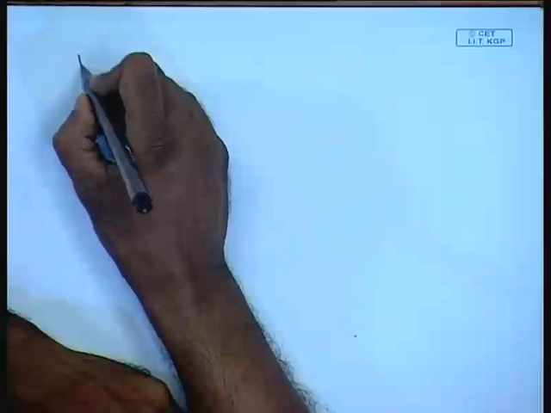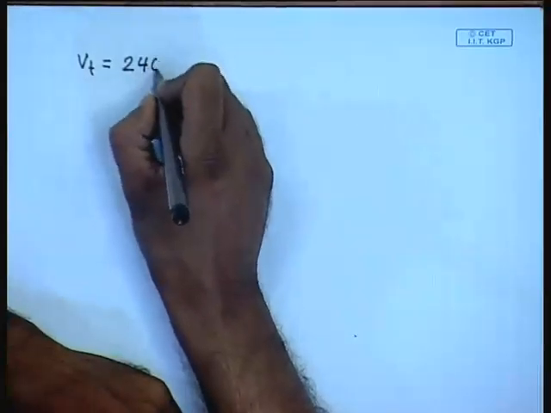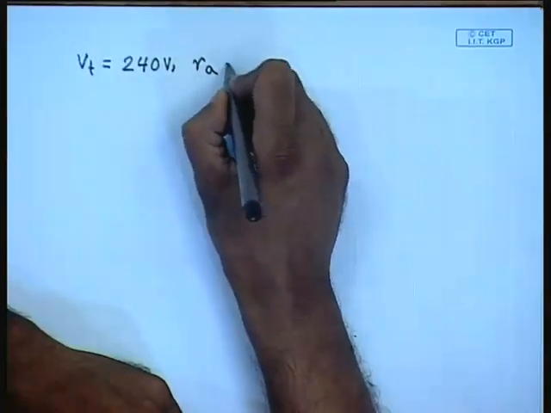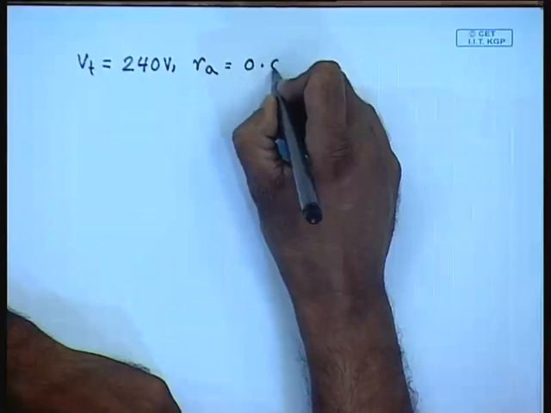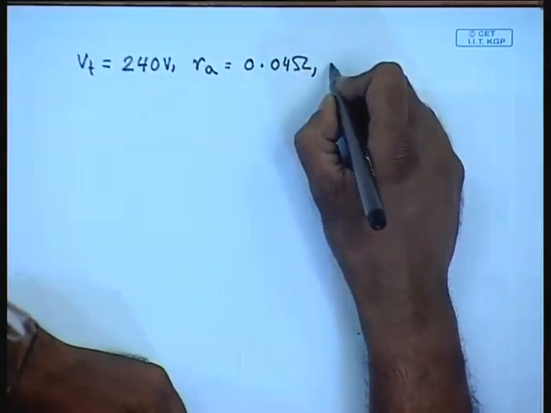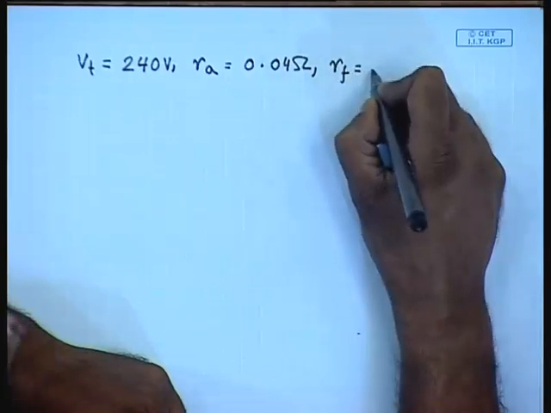Let us solve one or two problems involving speed control of DC shunt motor. For example, let us take a DC motor whose rated terminal voltage Vt equal to 240 volts, the armature resistance equal to 0.04 ohm, the intrinsic field resistance without any additional external resistance Rf equal to 100 ohm.